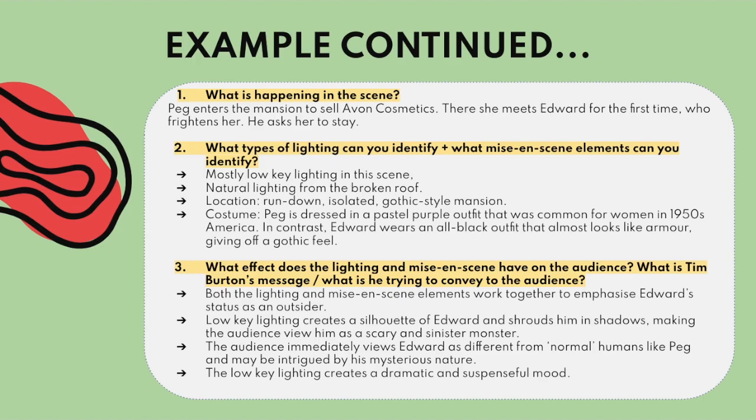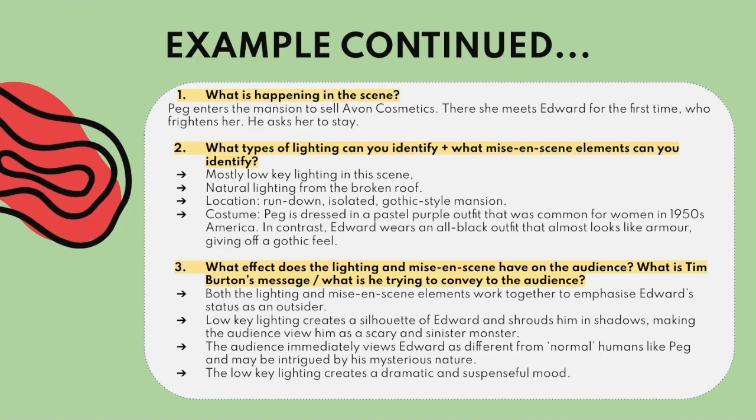Number 3, what effect does the lighting in mise-en-scene have on the audience? What is Tim Burton's message? What's he trying to convey to the audience? This is the most important part of any scene analysis. Talking about the effect that the film technique has on the audience, as well as Tim Burton or the director's message. So I've said, dot point number 1, both the lighting and mise-en-scene elements work together to emphasise Edward's status as an outsider. That's the effect or the impact of the lighting and mise-en-scene.